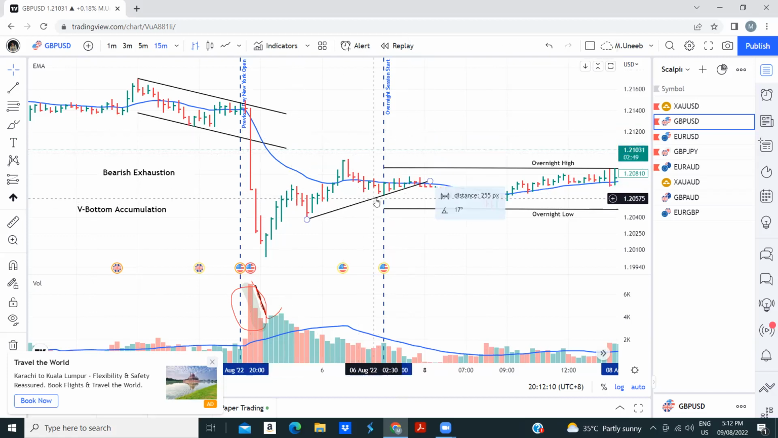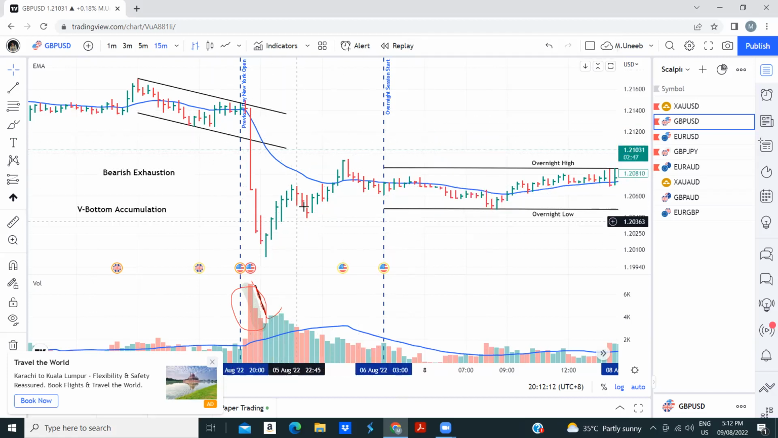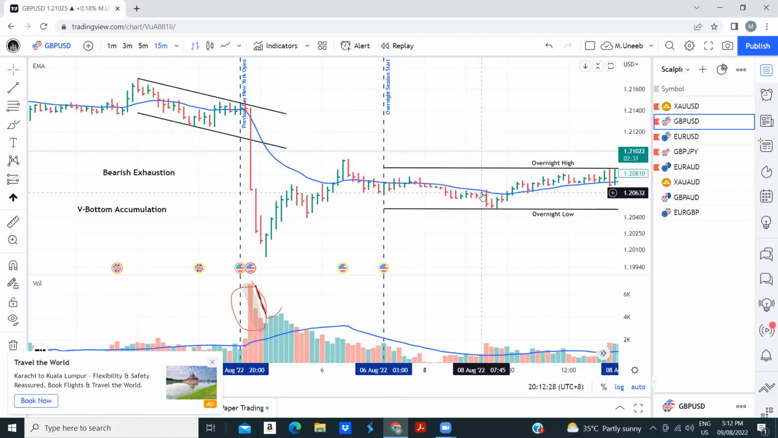So this whole situation, this V top, we call it as V accumulation. And after accumulation, what happens? I told you. After accumulation, whenever there is a range after accumulation, we call it what? We call it as reaccumulation, right? All right. So how it is a reaccumulation?